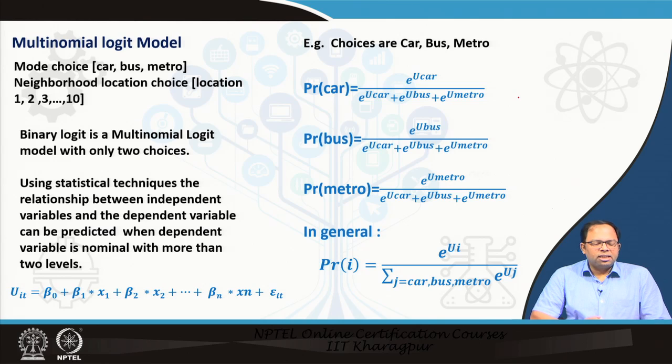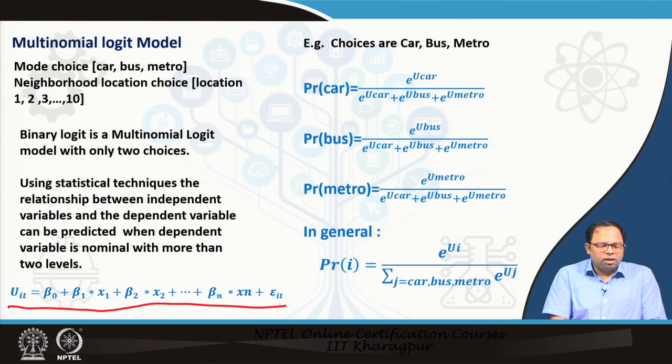And using statistical techniques, the relationship between independent variables and the dependent variable can be predicted when the dependent variable is nominal with more than 2 levels. So, the MNL model actually deals with a dependent variable where there are multiple choices, more than 2 levels. This is the functional form of the equation: U_it = beta 0 plus beta 1 x1 plus beta 2 x2, which we have already known. This is how we calculate the utility of an alternative for individual t.